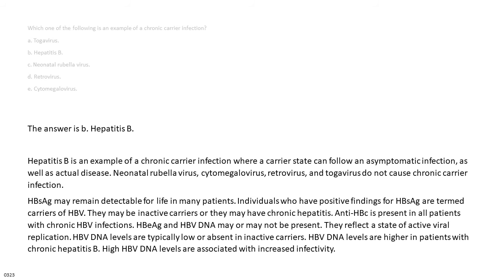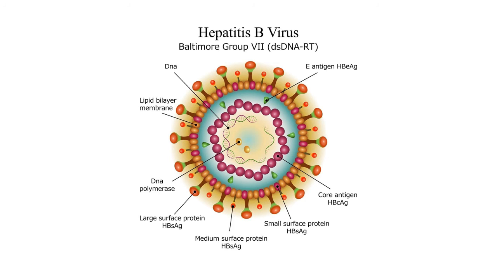They may be inactive carriers or they may have chronic hepatitis. Anti-HBc is present in all patients with chronic HBV infections. The HBeAg and HBV DNA may or may not be present. They reflect a state of active viral replication. HBV DNA levels are typically low or absent in inactive carriers. HBV DNA levels are higher in patients with chronic hepatitis B. High HBV DNA levels are associated with increased infectivity.